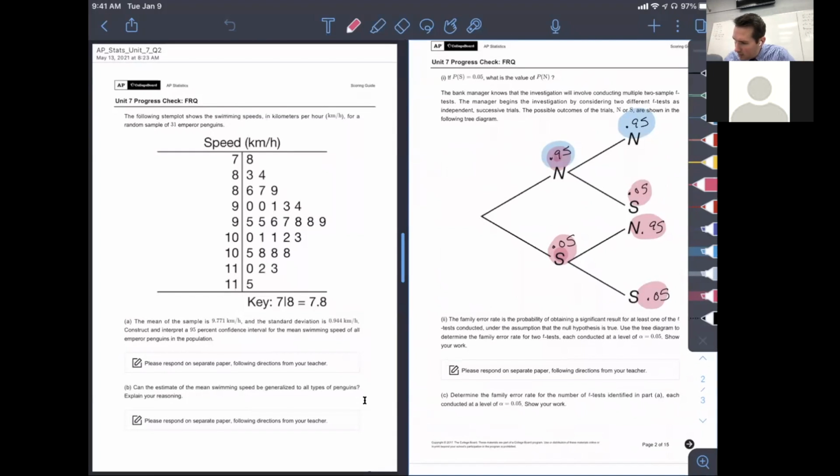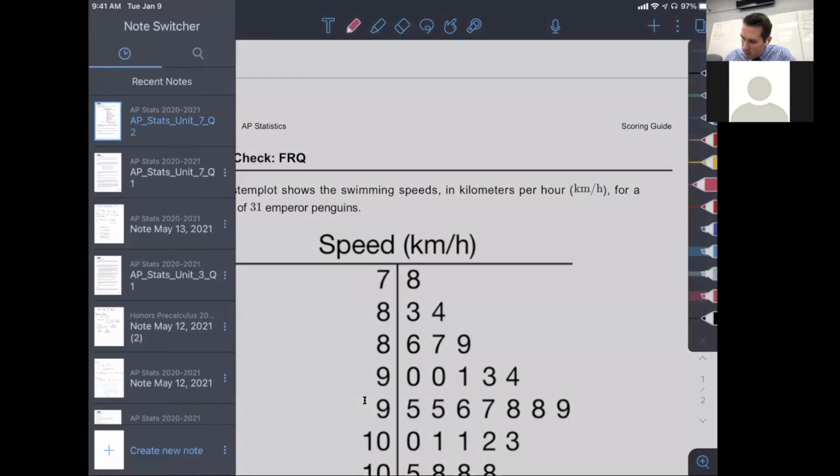Oh. Poor Mr. Swenson. Can't pull up the right note.